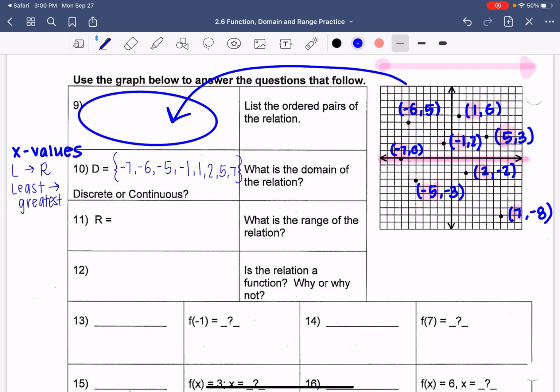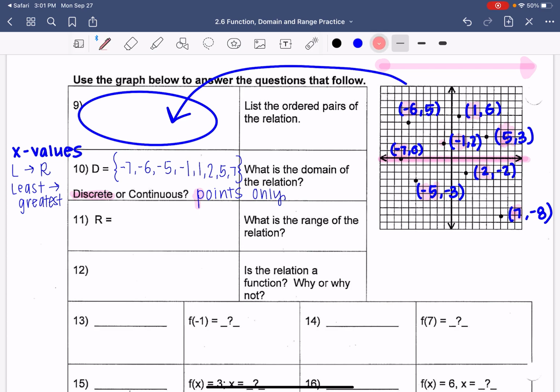All right, this function is a discrete function, and the reason why is because it has points only. We can label all of the points. If it gives you ordered pairs or just single points only, then it is a discrete function. Therefore, we can list all of the domain and range individually.